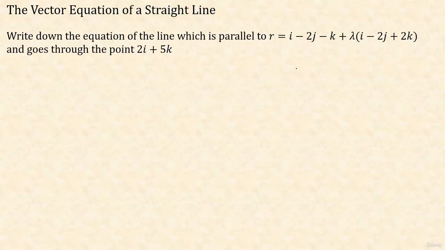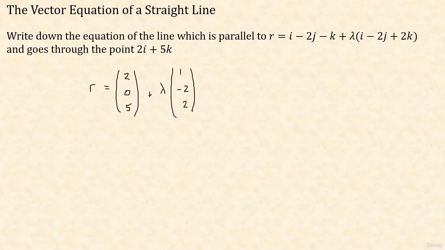Let's have a look at a 3D example. So writing down the equation of the line which is parallel to this and goes through this point. Well, if you think you understood the last example, then do try this one yourself. So I'm just going to take the position here, which is 2, 0 for the j's and 5 for the k's, and then just steal the direction vector from this one over here. And the direction there was 1, -2, 2. And so that is the line which is parallel to this one and goes through the point 2, 0, 5.